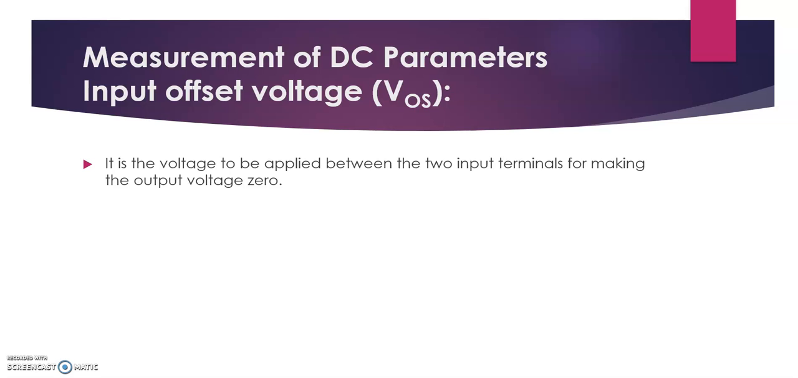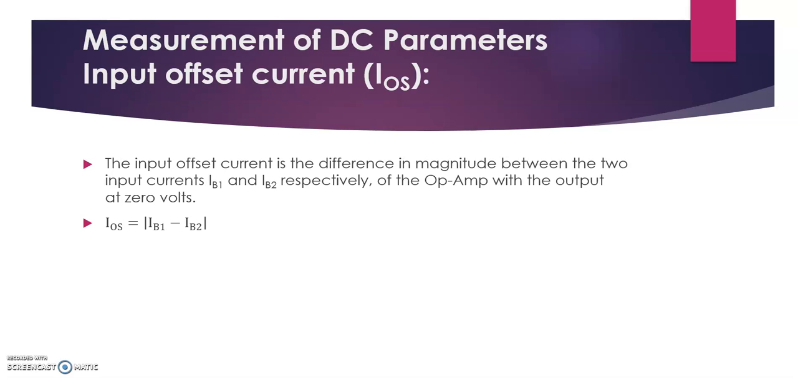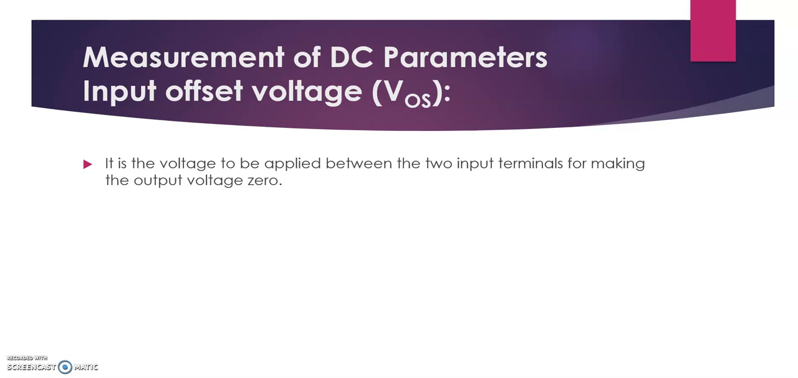Then the next DC parameter is input offset current. The definition of input offset current is the difference in magnitude between the two input currents IB1 and IB2 of the op-amp with the output at 0 volts. So IOS, the input offset current, is IB1 minus IB2 for the op-amp. Then the next DC parameter is input offset voltage. It is the voltage to be applied between the input terminals for making the output voltage 0.